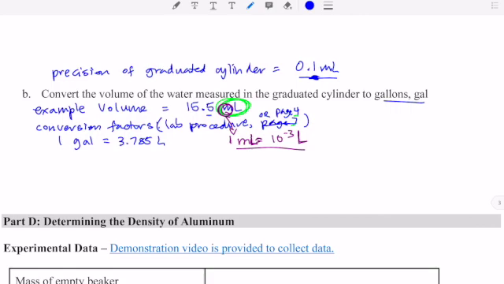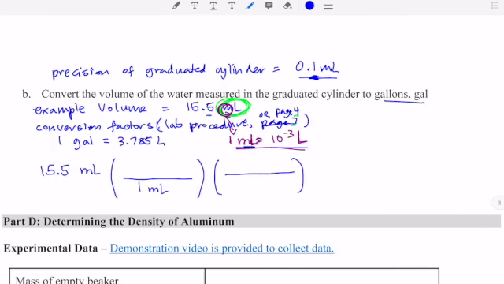So now you can use both of these to convert this example volume, so 15.5 milliliters, and then 2 fractions. On the bottom of the first one, you're going to choose 1 milliliter, and what it's equal to goes on the top, 10 to the minus 3 liters. The reason I put milliliters on the bottom was so I can cancel it out. The next units you have left are the liters, so I need to put liters down here. So choose the conversion factor with liters.